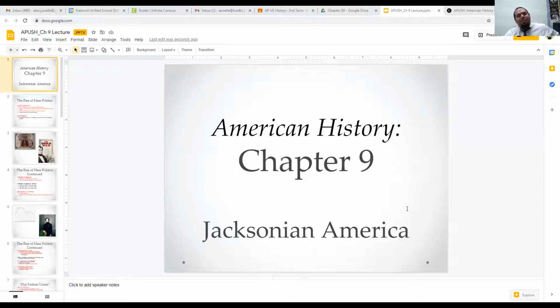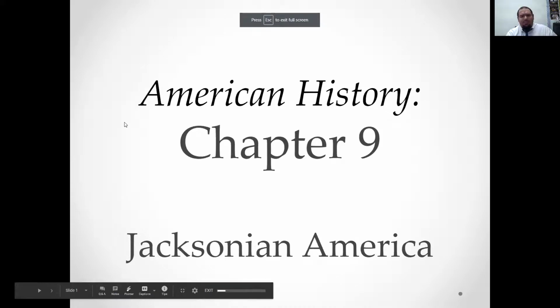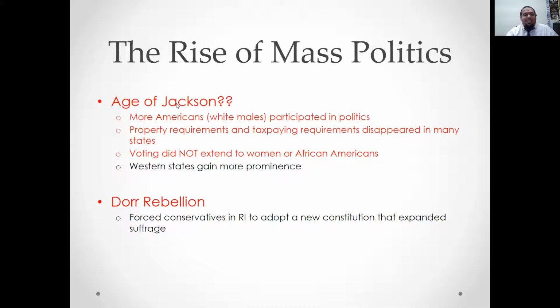So here we have Chapter 9, Jacksonian America. Okay, so the rise of mass politics. This is known as the Age of Jackson, Jacksonian America. You have Jeffersonian, Jacksonian, you'll hear those terms tossed about quite a bit. So in the Age of Jackson, more Americans, basically white males, participated in politics.